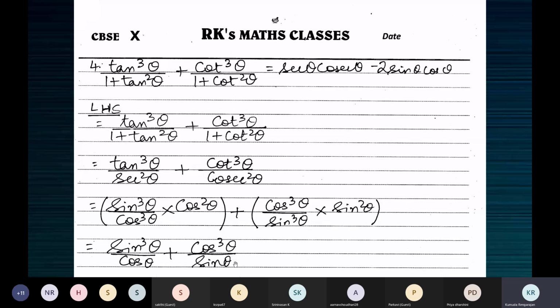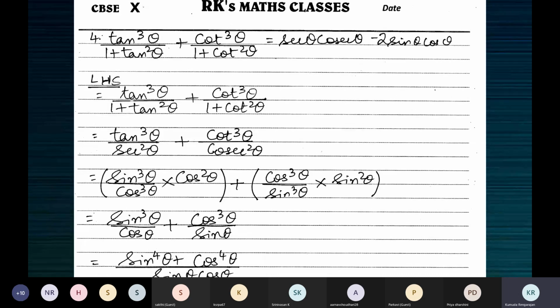Next, what will you do? You want to take LCM. LCM. Yeah, there's no choice. That's the next step.